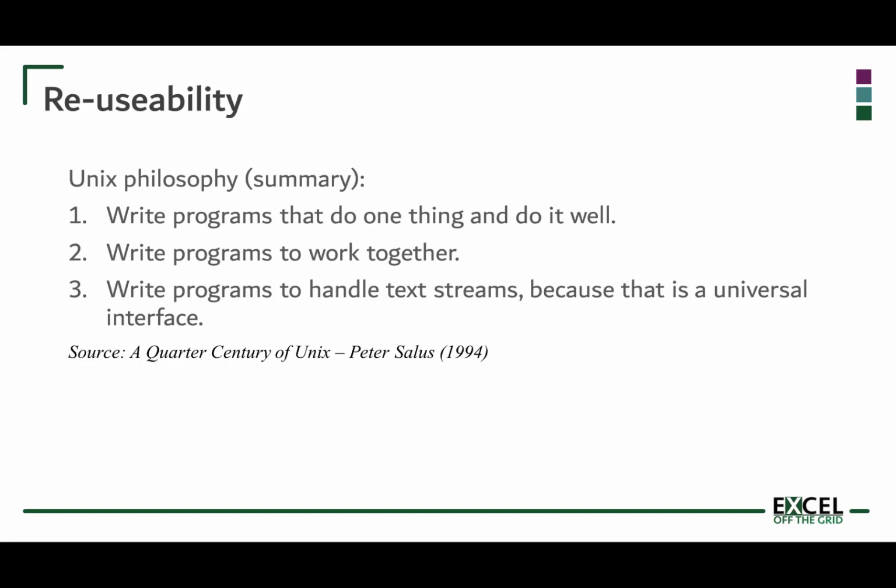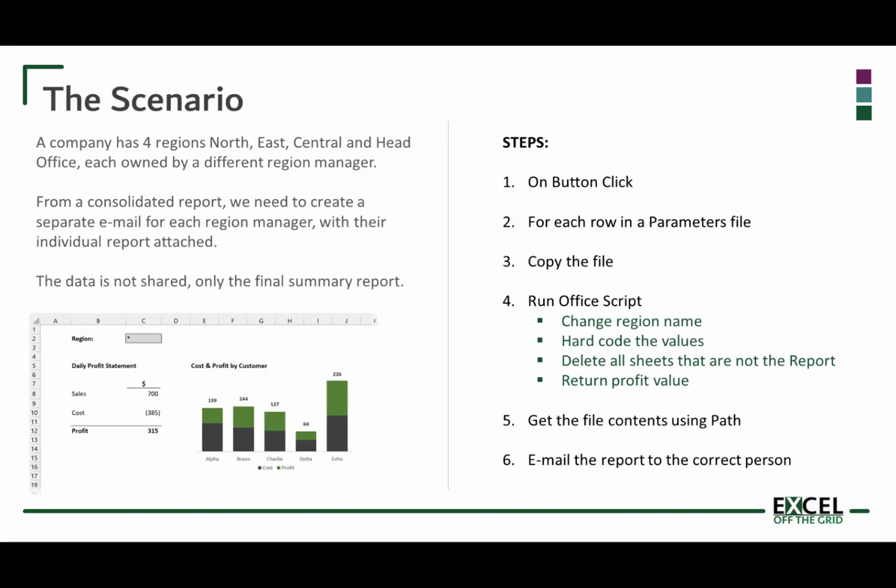Now, I don't know whether Power Automate uses all text streams of various kinds, but it doesn't matter. What we've seen so far is that we can use text streams. Now, if we go back to our 4 steps, you can see that we wrote a script that changed a region name, that hard-coded values, that deleted sheets, that returned a profit value. That script only really has one purpose, and that is for the scenario that we gave it. If we tried to use this script for any other purpose, it wouldn't work, would it?